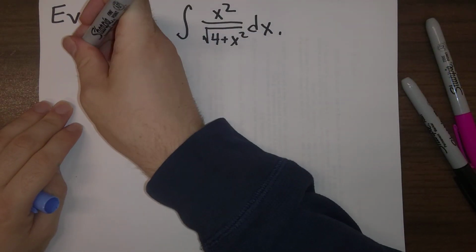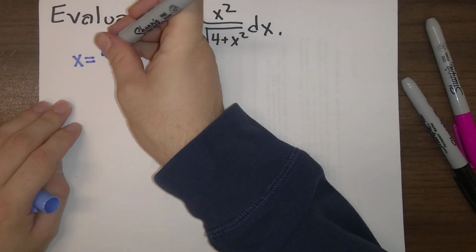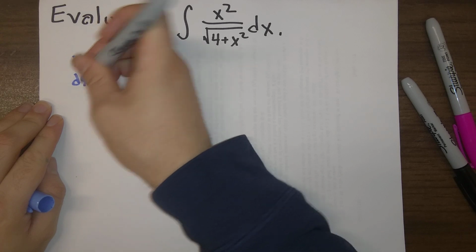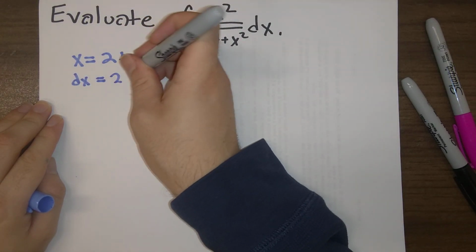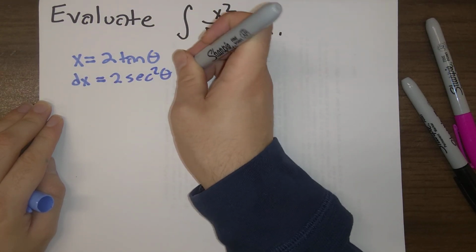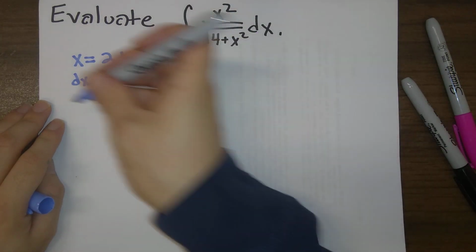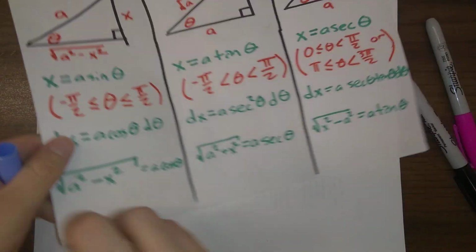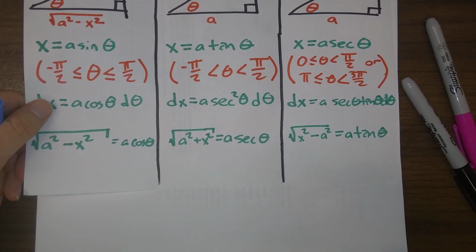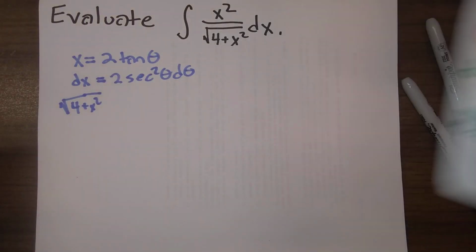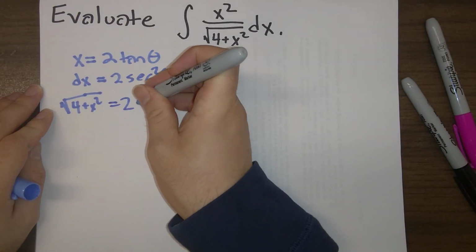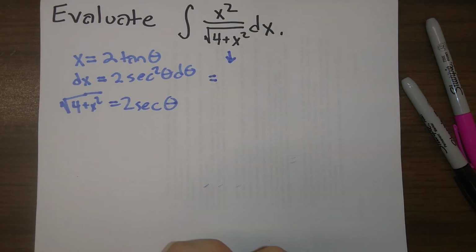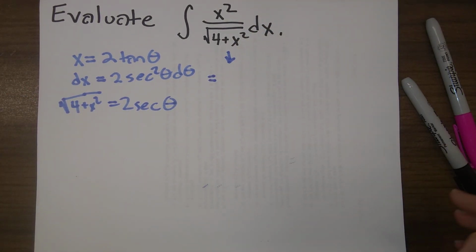So we know we want the substitution x is equal to 2 times tangent theta. So dx is equal to 2 secant squared theta d theta. And the square root of 4 plus x squared, from this chart here, is going to be equal to 2 times secant theta. So let's see, what do we get when we write down all of this stuff here?